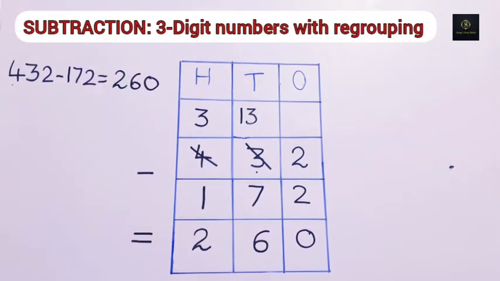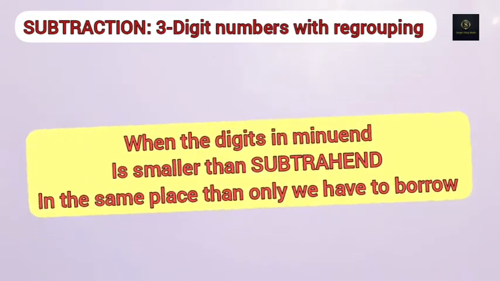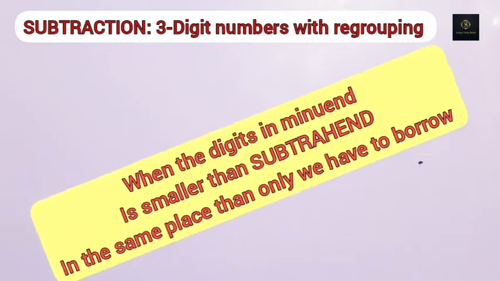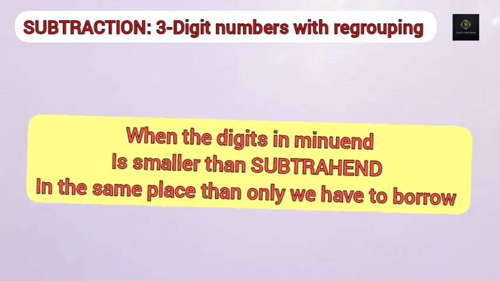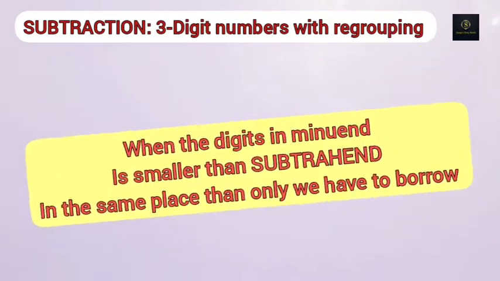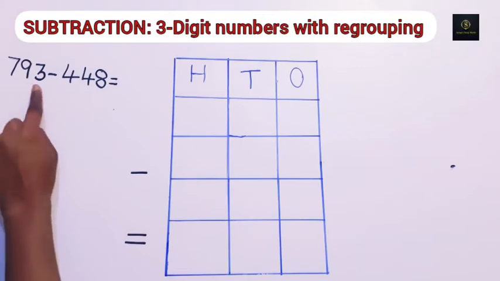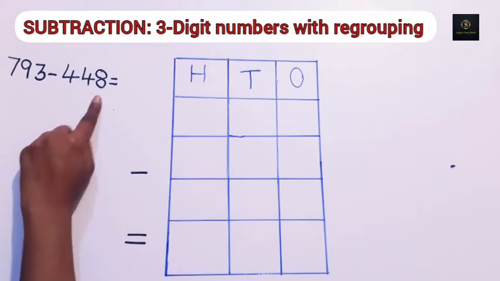So here I write 260. Very good children. Children, always check numbers carefully. When the digit in the minuend is smaller than the subtrahend in the same place, then only we have to borrow. Let's see one more example, that is 793 minus 448.